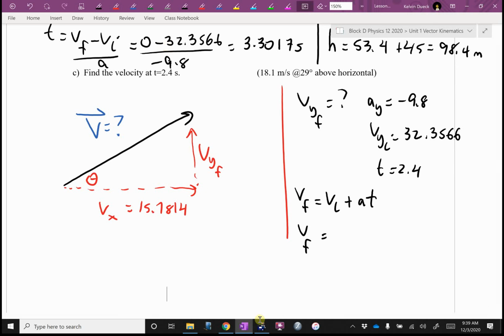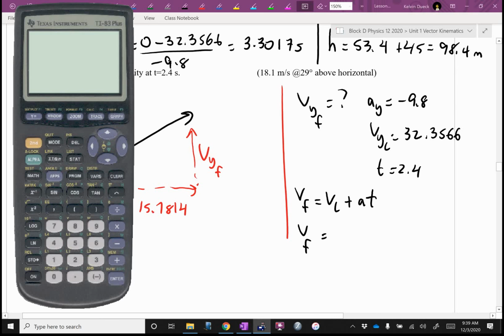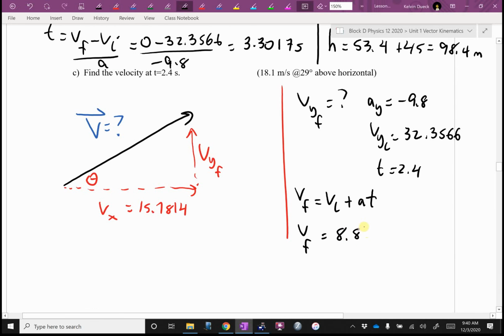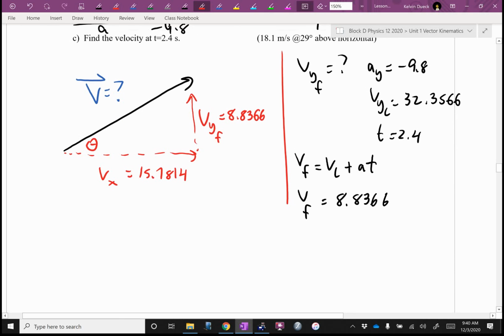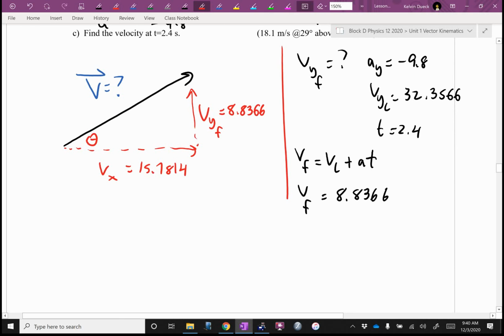V final for vertical is going to be 32.3566 plus negative 9.8 times 2.4. That gives me a positive answer, 8.83. Barely still on our way up. We've slowed down, but we're still on our way up. 8.8366.